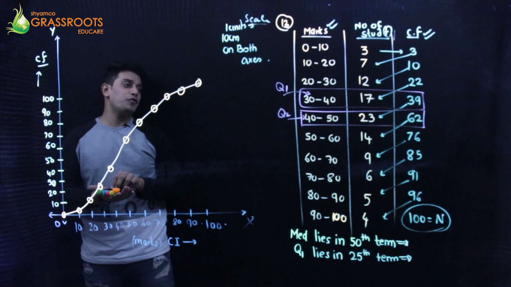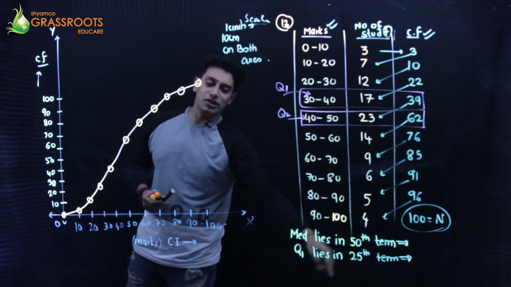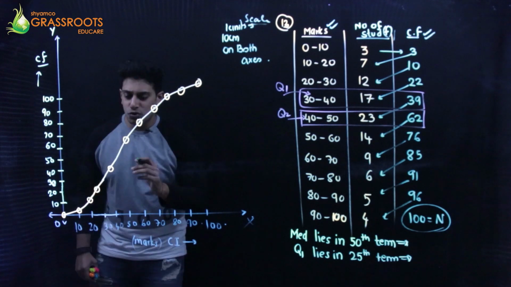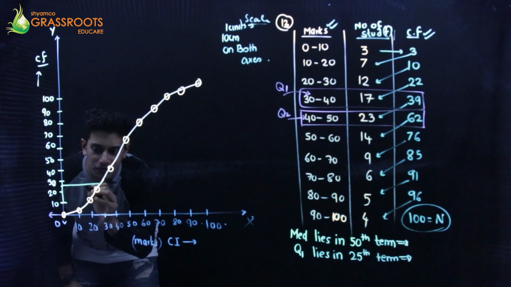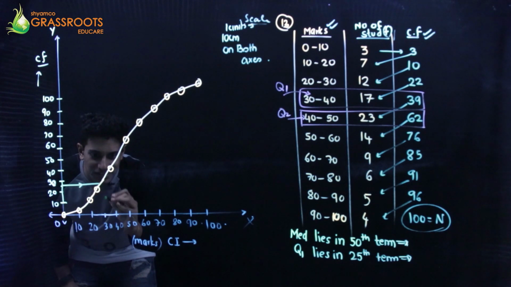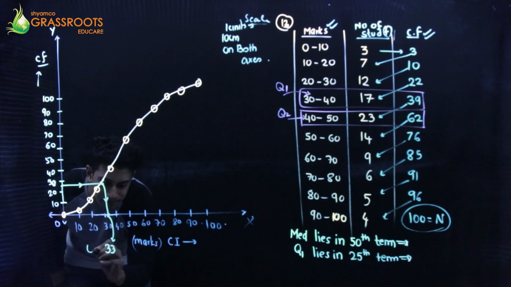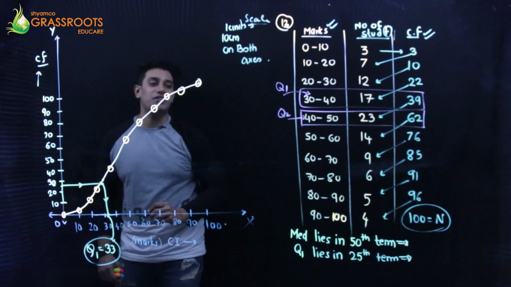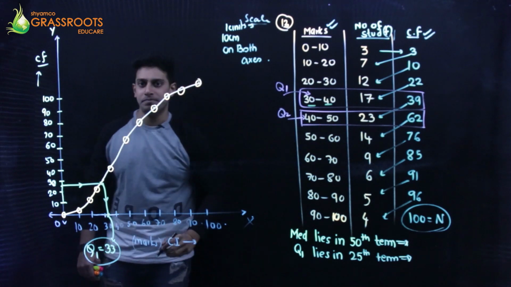So the first plot is going to be Q1. Q1 lies in the 25th position. So from the y-axis, you mark 25, trace it down. Yeah, this is going to be Q1, somewhere around 33. The answer has to be 33, definitely between 30 and 40.